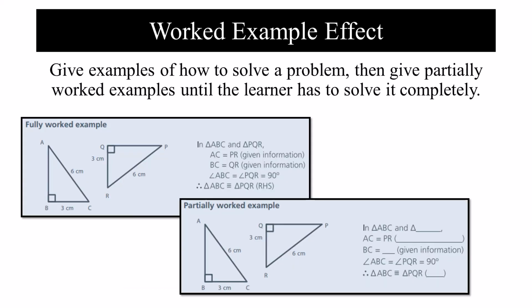Cognitive load theory is based on a model of human information processing. This model describes memory as having several main parts. We will talk about two of them, the worked example and the split attention effect.